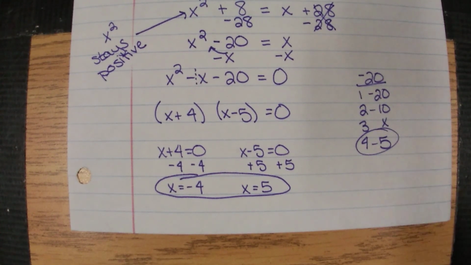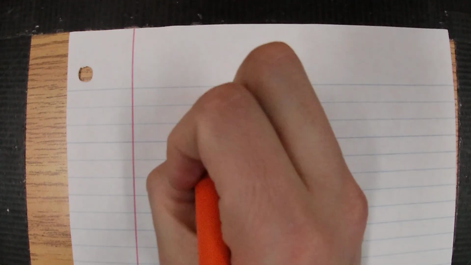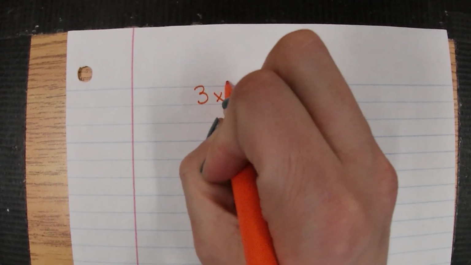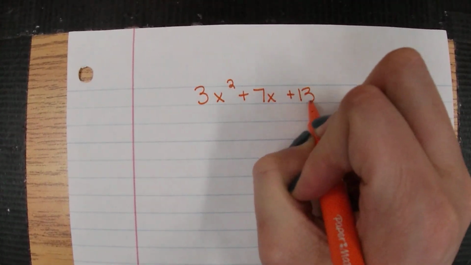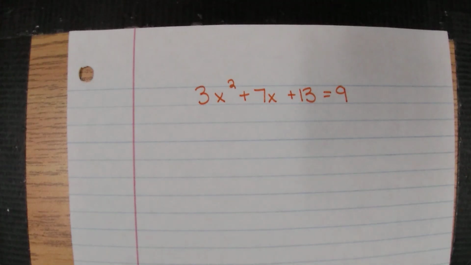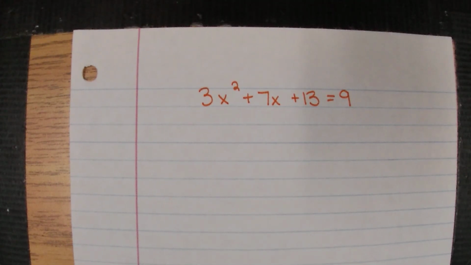Okay, so one last one we're going to look at. And I don't know if you've noticed, but I kind of have ignored any factoring that is that difficult to factor, which means this one's going to be a little bit more work. So let's say we have 3x squared plus 7x plus 13 equals 9.